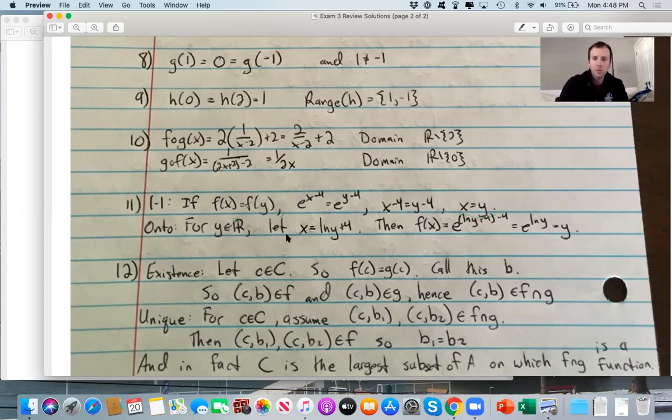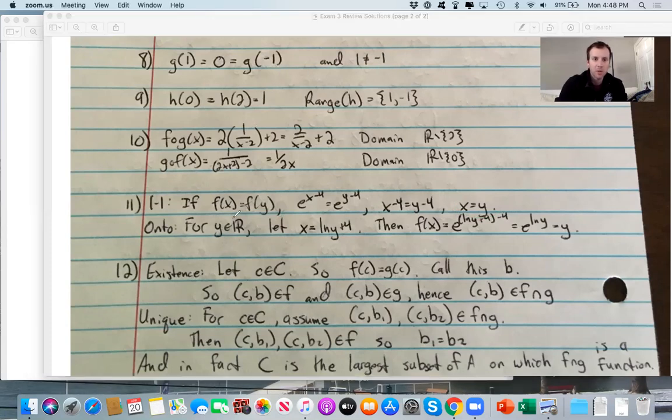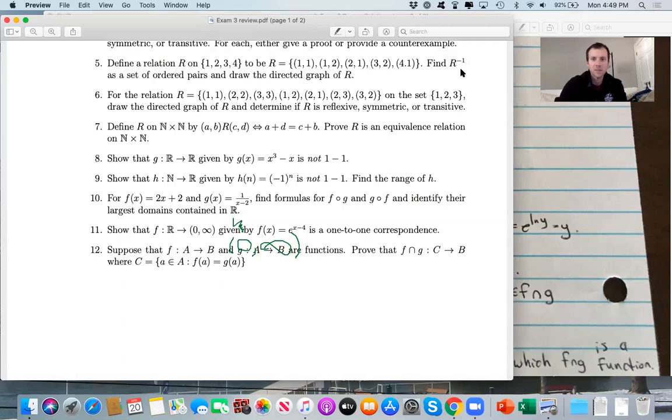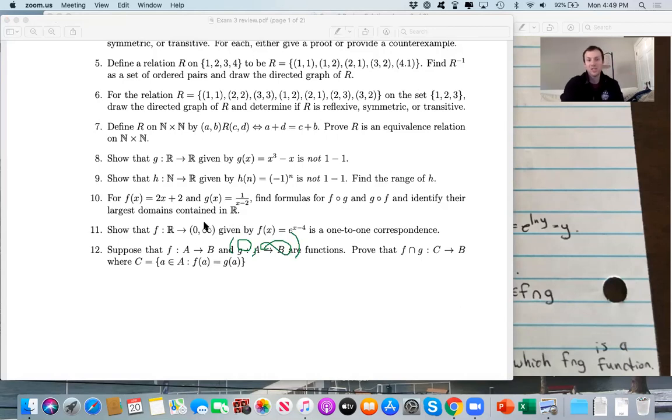For proving it's onto, you take any output. So here, actually, this is a little bit of a typo. It should really be take y in 0 to infinity. So take a y in the target space, show that for everything in the target space, there is going to be some input which is sent to it by the function. So for any positive number, we need to find a real number that gets sent to it.